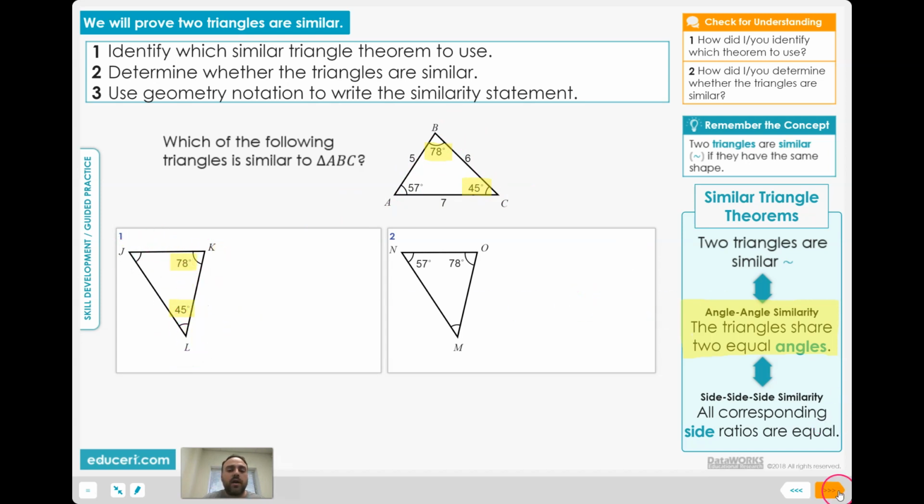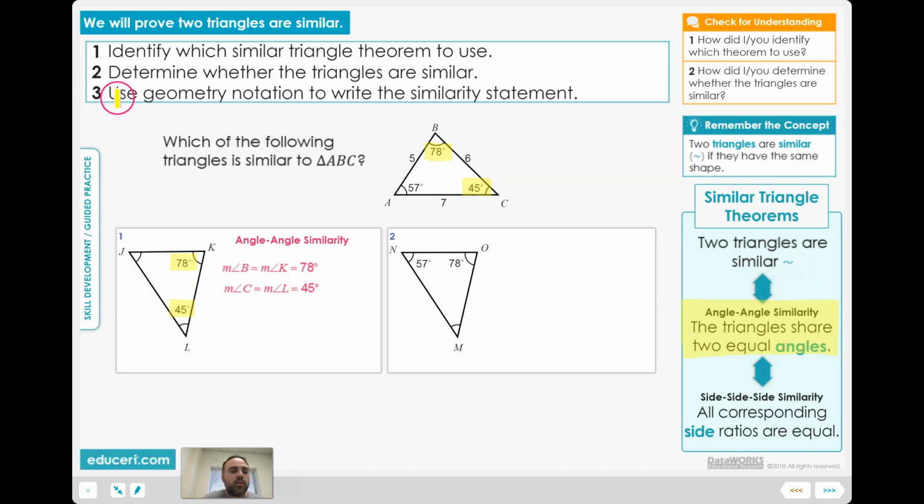So let's check our answer. We use the angle-angle similarity. We see that angle B here on the ABC triangle is equal to the angle K. Angle C, 45 degrees, is equal to angle L, 45 degrees. So we do know that these 2 triangles are similar, and our proof is the angle-angle similarity theorem, which says that if 2 triangles share 2 equal angles, then these 2 triangles are similar.